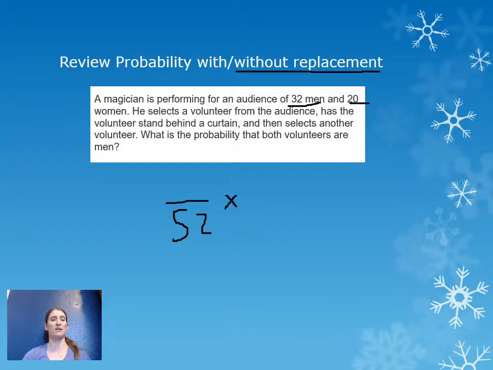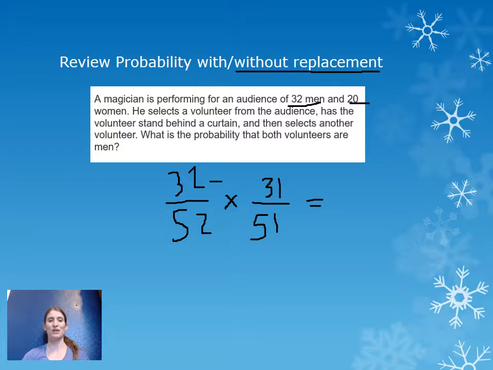Okay, so remember I said we're going to be multiplying these because you're doing two things. Now, the first one, we want men, so we have 32 men to choose from for the first volunteer, okay? Now, say we do get a man, and they're going to stand behind the curtain. So now guess what? We only have 51 volunteers to choose from now because that one person is behind the curtain, and we only have 31 men to choose from because we're going to assume that the first one was a man, okay?